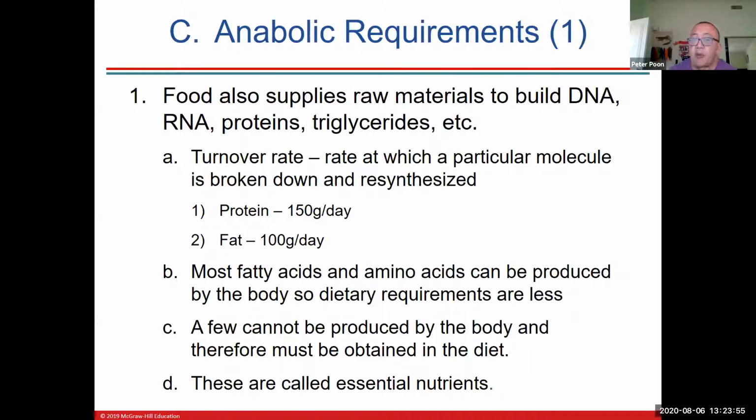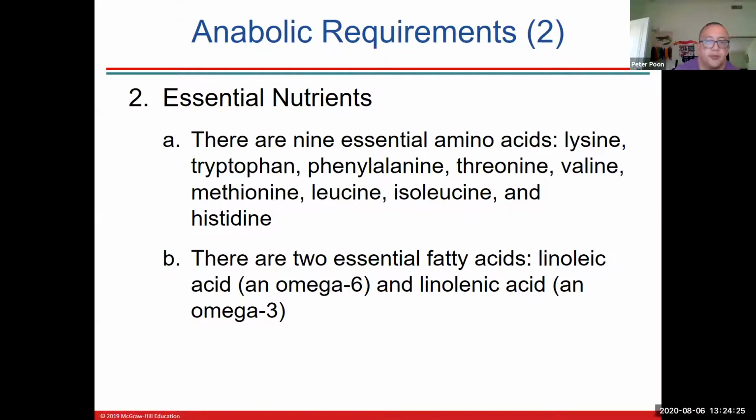A few of them cannot be produced by the body and thus must be obtained in a diet. For example, in proteins, they're called essential amino acids. There are also essential fats that our body needs to absorb a little bit of, omega-3 being the most common one you've probably heard. The essential nutrients, so 9 essential amino acids and the essential fatty acids, omega-6 and omega-3.